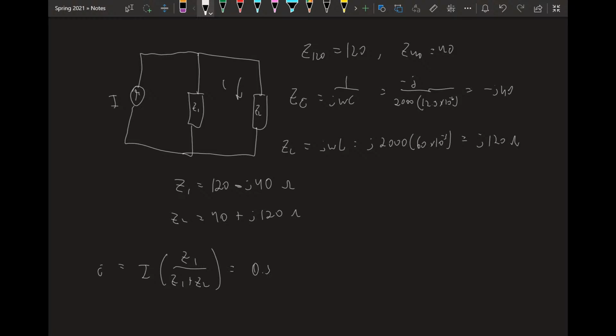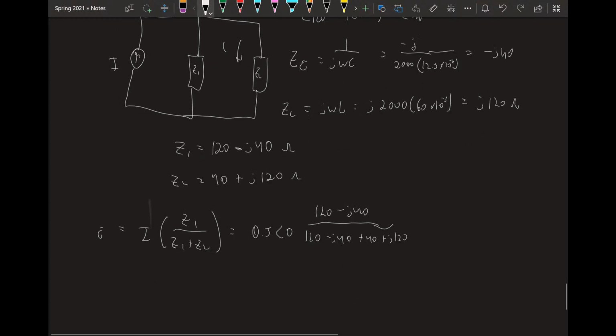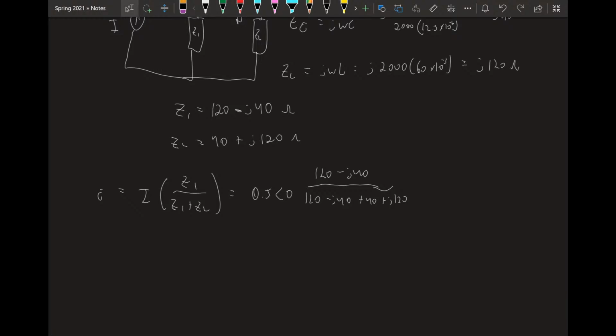This is 0.5 angle 0. This is Z1, which is 120 minus j40. This is Z1 plus Z2, 120 minus j40 plus 40 plus j120. Let's simplify the bottom, and let's expand the top into a complex number. So to expand the top into a complex number, let's go back up. How do we do that?